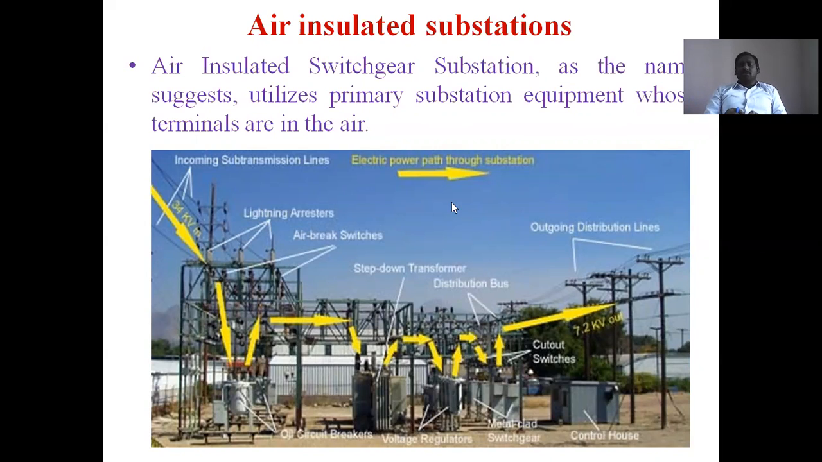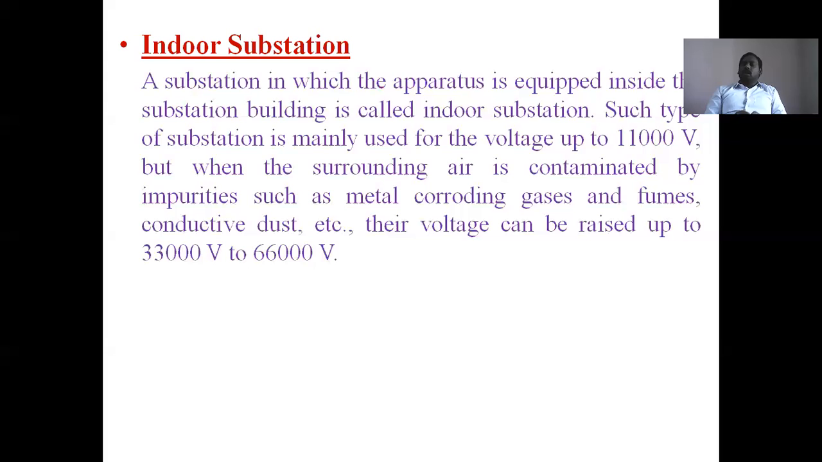In air insulated substations, two types are there: indoor substation and outdoor substation. What is an indoor substation? An indoor substation means a substation in which the operator, and not only the operator but also the apparatus, is equipped inside the substation building. Such a substation is mainly used for voltages up to 11 kV. We have already discussed this in the classification of substations.